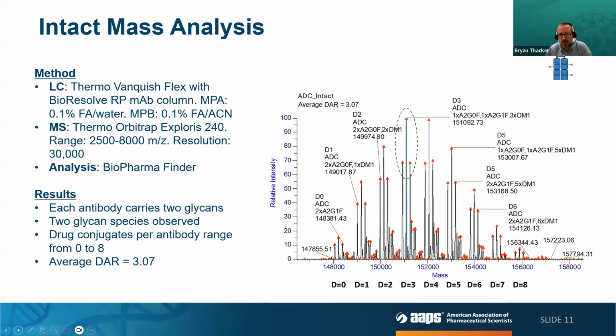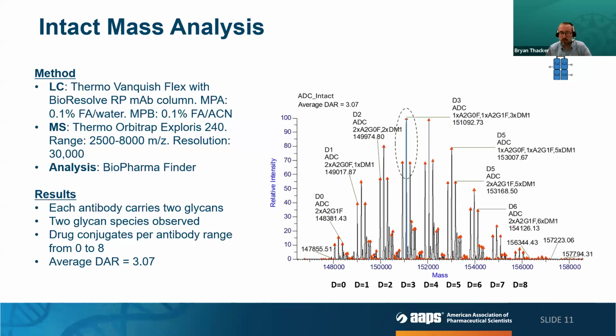Okay, so with all this data taken together, Biopharma Finder can use the amount of drug molecules that's detected with each species to calculate an average drug antibody ratio. That's shown at the top of the panel there. This calculation gives an average DAR of just over 3.